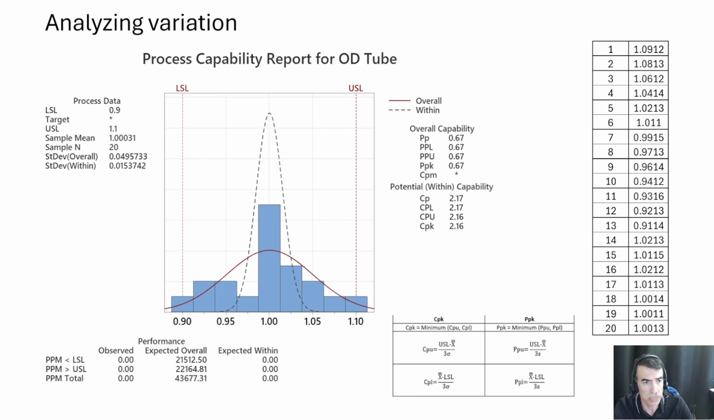One of the consequences of having a low Ppk like 0.67 is that your out-of-spec parts go up. So when we look at the bottom left, the parts per million out of spec is 43,677 parts per million. That is pretty significant.